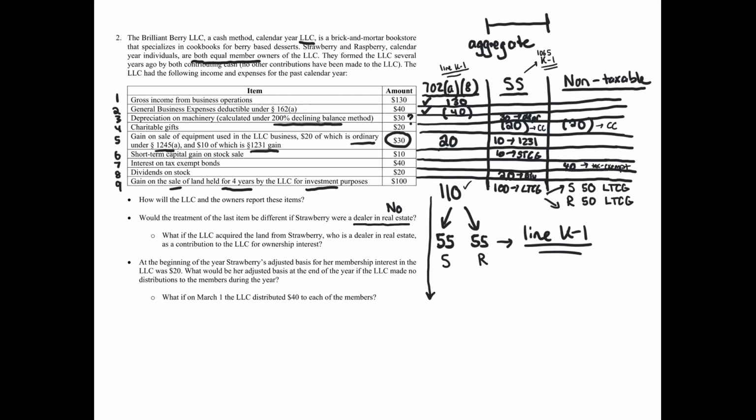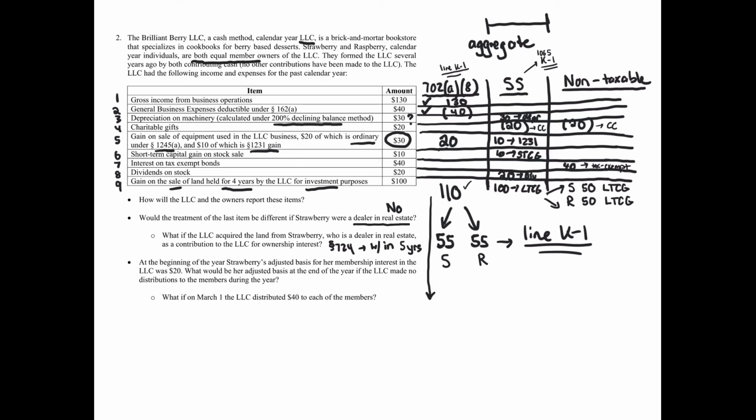Now, what if the LLC acquired the land from Strawberry, who's a dealer in real estate, as a contribution to the LLC for the ownership interest? Well, that would be the inventory rule of Section 724. Remember the 5 years? If it's sold within 5 years, it keeps that same character as ordinary, right? So that makes a difference, right?